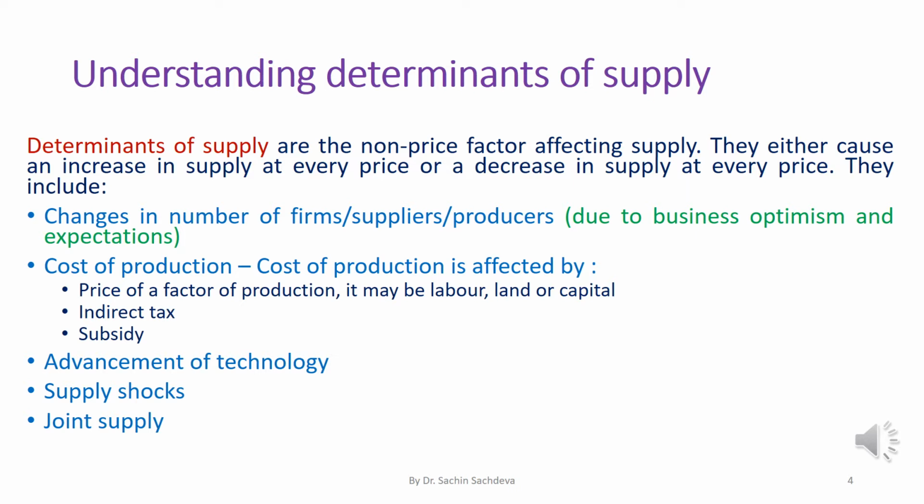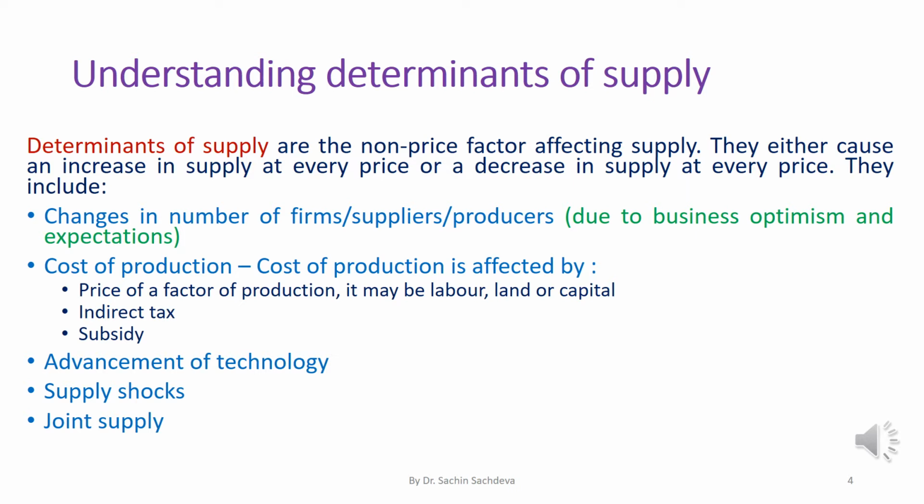By every price, I mean that suppose earlier at $10 market price, 50 units of a particular product were supplied. Now at $10, either more than 50 units, maybe 60, will be supplied, or less than 50 units, let's say 40 units. This happens along the supply curve, because the supply curve shows various quantities supplied at various possible prices. So at each and every possible price, due to a change in the determinant of supply, the producer will be willing to supply either more or less.